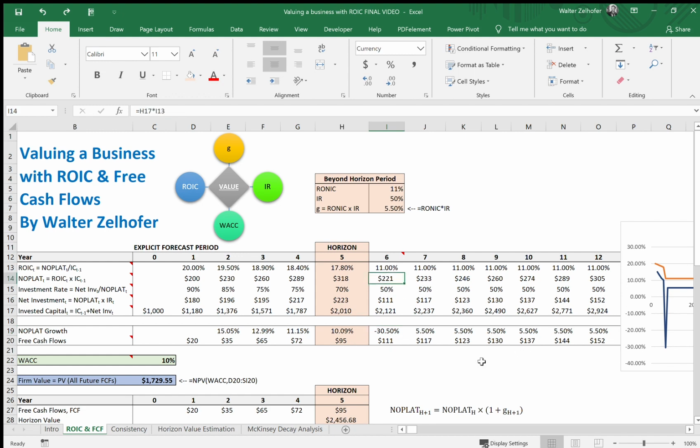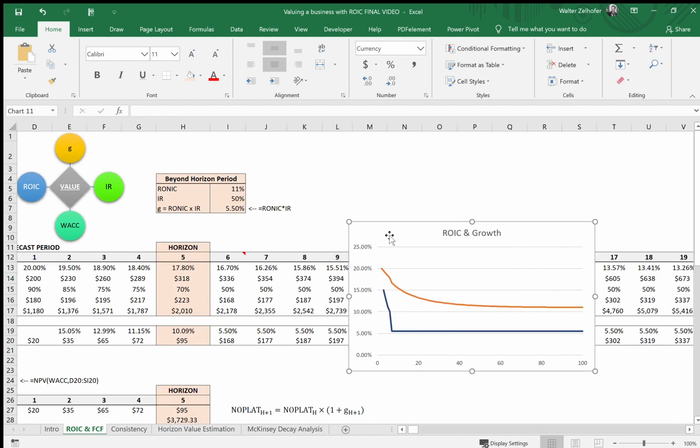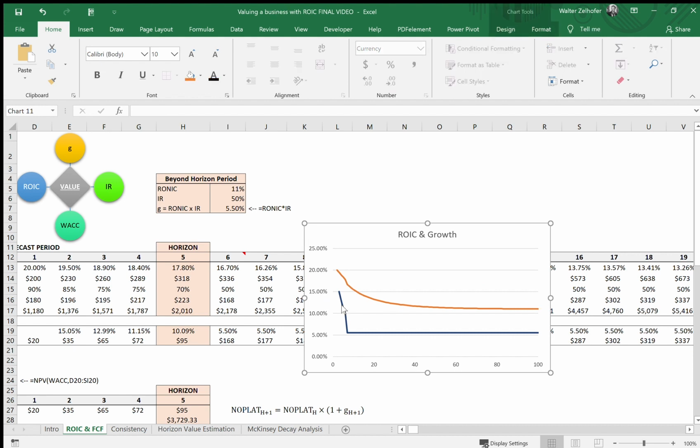Why would that happen? So the more realistic assumption is to say, look, the growth rate will drop to our fundamental growth of 5.5%. The return on invested capital, we're going to recalculate as the net operating profits at time t divided by the invested capital in the previous period. And what that does is it creates this nice exponential decay in the return on invested capital, even though our growth rate drops pretty quickly after year 5 to our 5% growth rate or so.